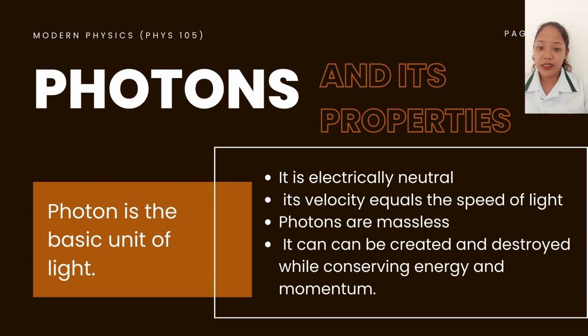So what are the properties of photons? Very good. Photons are electrically neutral. Their velocity is equal to the speed of light and they are massless. They can be created and destroyed while conserving energy and momentum.